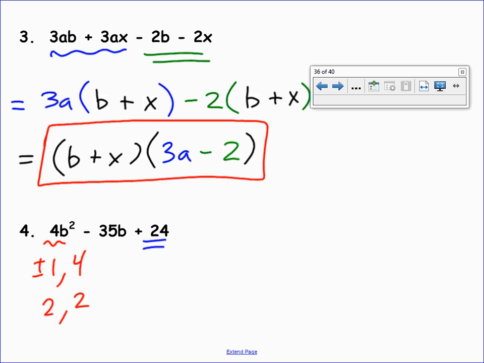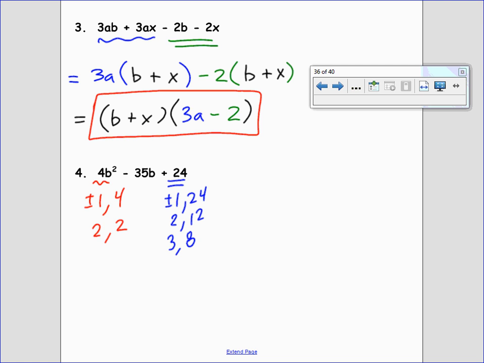List my factors of the last, underlined blue. Plus and minus. 1 and 24, 2 and 12, 3 and 8, 4 and 6, 5 and, no, and then back to 6 and 4. So look, we've got all these choices, right?